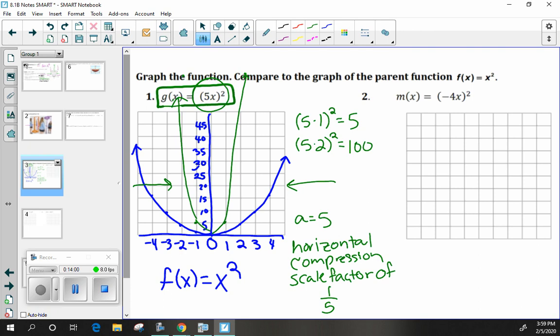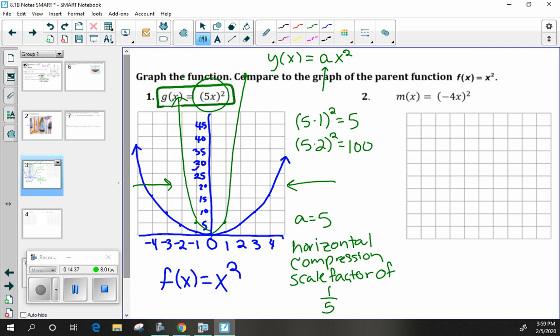When that a value is not being squared, we would say that was outside the x value. So this a is manipulating the y-axis out here. And that's how we get the difference between a vertical and a horizontal shrink or stretch. They will look a lot alike. It's just very important to understand which one is going to be which. And we're going to work through a few more so we can really kind of see that.